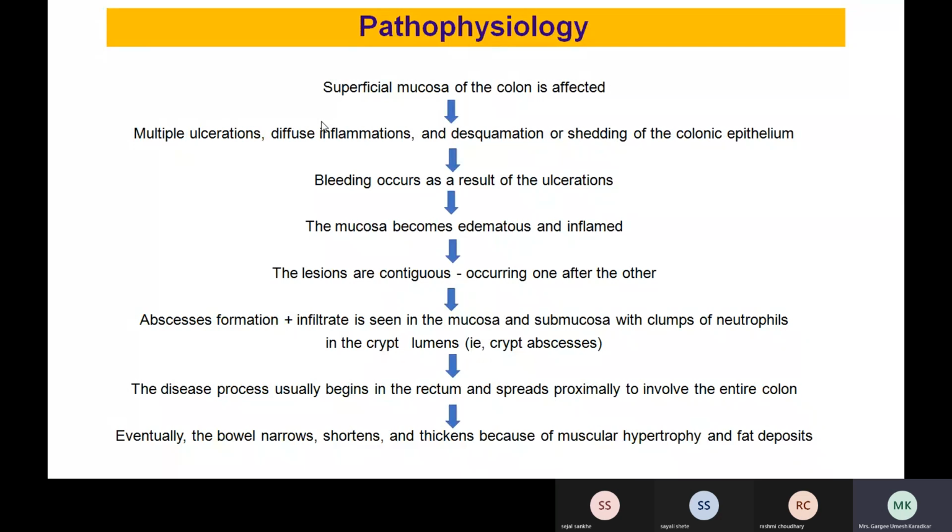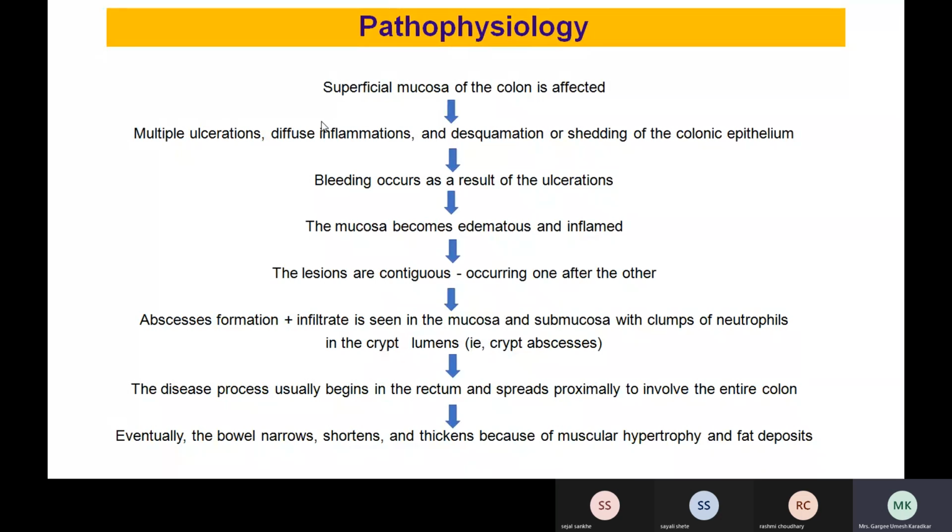So eventually what will happen? There will be narrowing of the bowel, shortening of the bowel, and it will thicken because of muscular hypertrophy and fat deposits. Got it? So in the pathophysiology, remember how it will progress. It will start from the rectal area and then move ahead to the other parts of the colon. What is affected here? The superficial mucosa of the colon is affected.